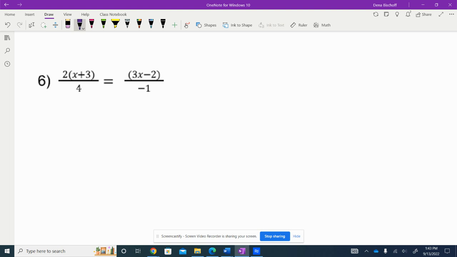So I wanted you to know, this is a special fraction, a special equation. It's called a proportion. And I have to say it like that, otherwise I won't spell it right. Proportion. This is a proportion. A proportion is when you have an equation set up so that one fraction equals another fraction.